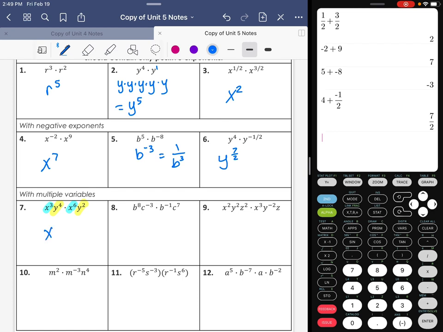So for this one, I'm going to do 3 plus 6 and get 9. And then for y, I'm going to do 4 plus 2 and get 6. And so my answer is x to the 9th, y to the 6th.